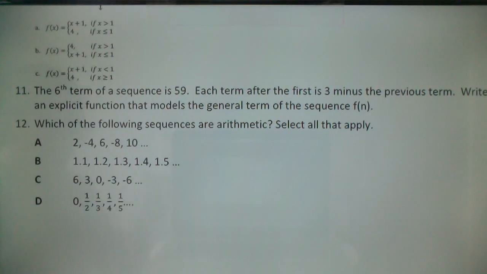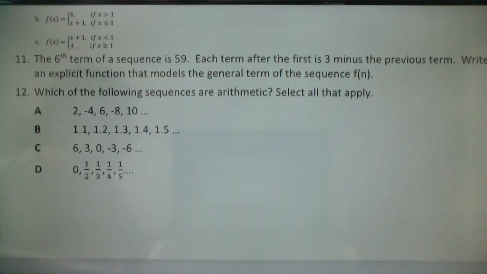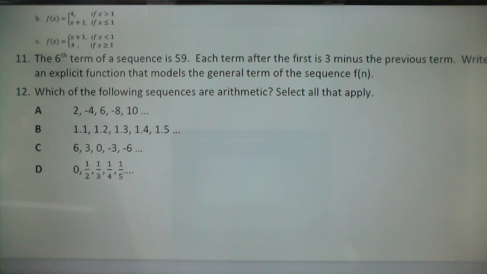So let's go over number 12. I think everyone will get number 12 correct, because you guys are so smart. Let's read: which of the following sequences are arithmetic? How do we know? If you can find a common difference, that is arithmetic. If you cannot find a common difference, it is not arithmetic.